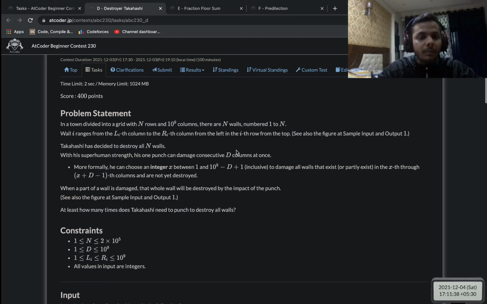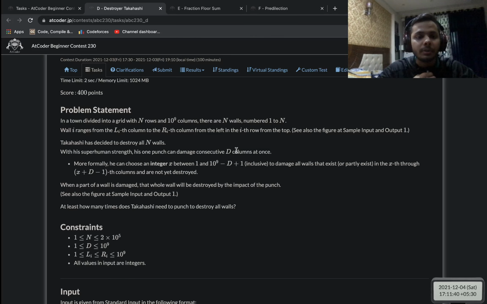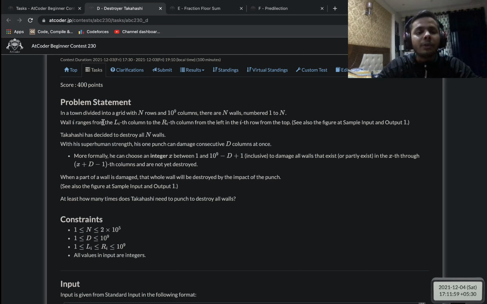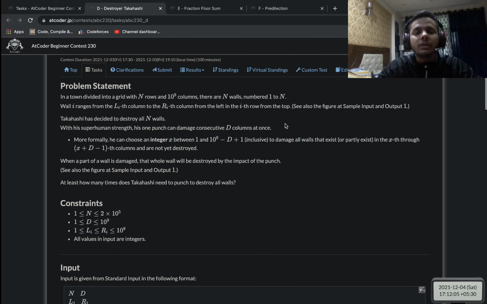So yeah, problem D. This is an interesting problem. So let's see what this problem has to say. We have a town which is divided into a grid which contains n rows and 10 raised to the power 9 columns. So essentially we have n rows and a lot of columns, and there are n walls. There is one wall in each particular row, and the ith wall that is in the ith row is from the lth column to the rth column. And this is how the structure is.